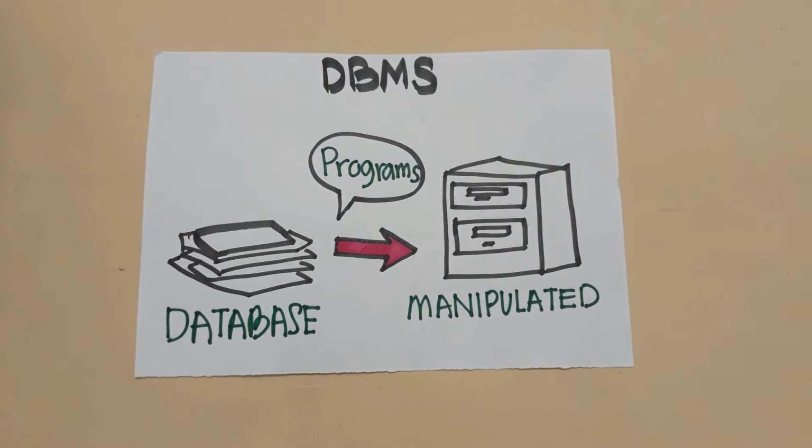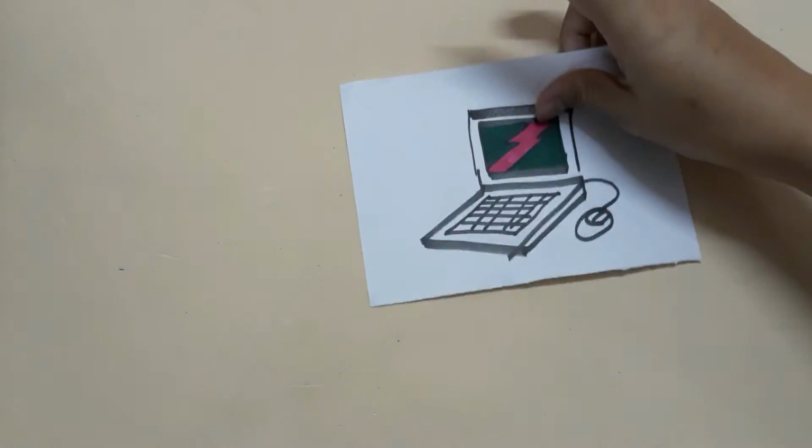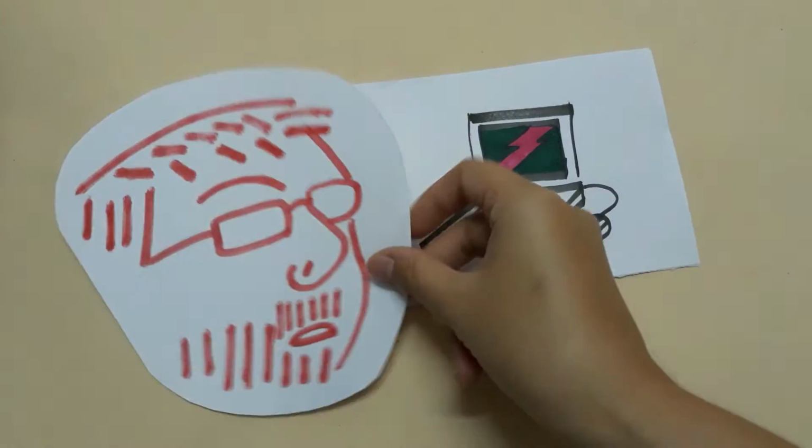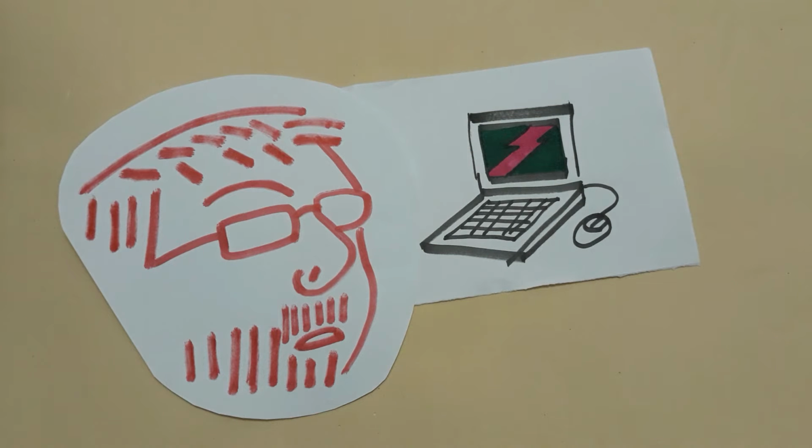Now, we are going to learn about what a DBMS is. A Database Management System, which we also call DBMS, is a group of programs that manipulate the database. A DBMS provides an interface between users and the database to ensure that data is consistently organized and remains easy to access.